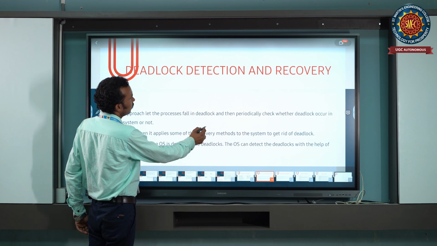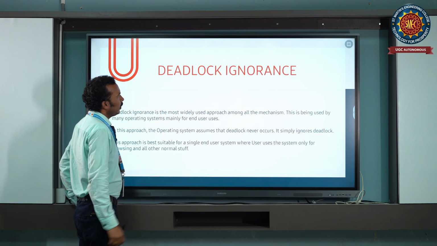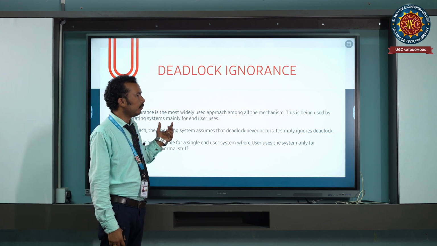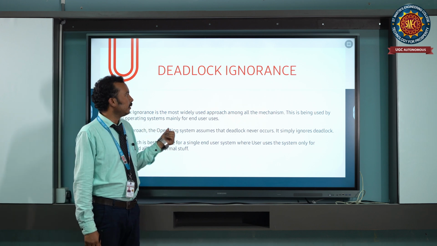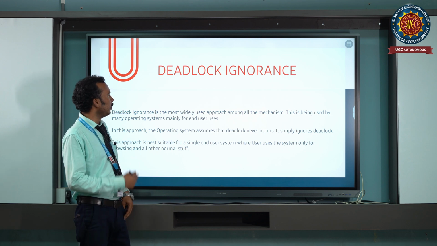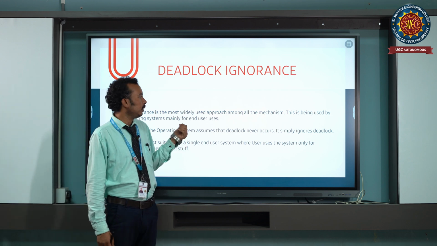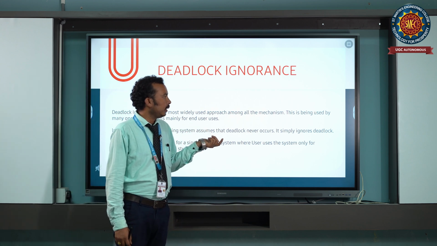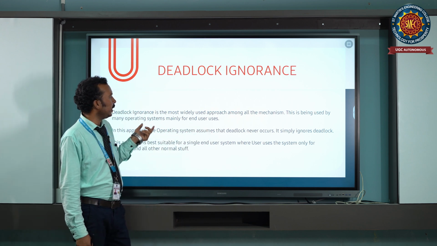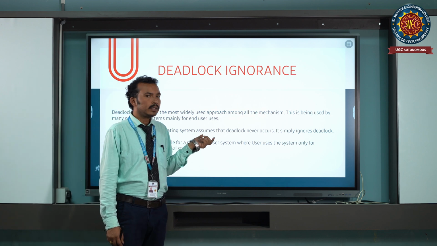The next one is deadlock ignorance. This is also one of the methods. This method is also called the ostrich method. Deadlock ignorance is the most widely used approach among all the mechanisms, because this method is used by the operating system mainly for end users.